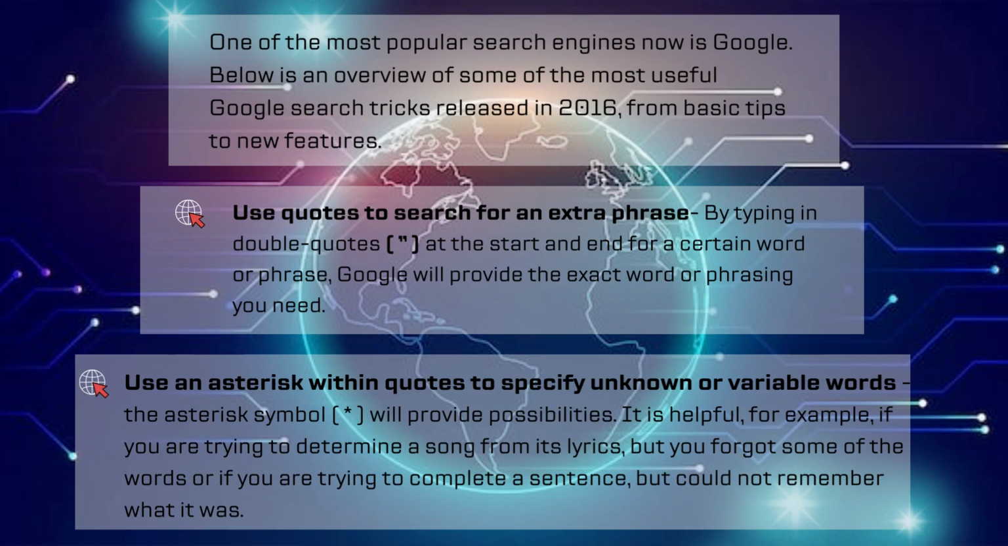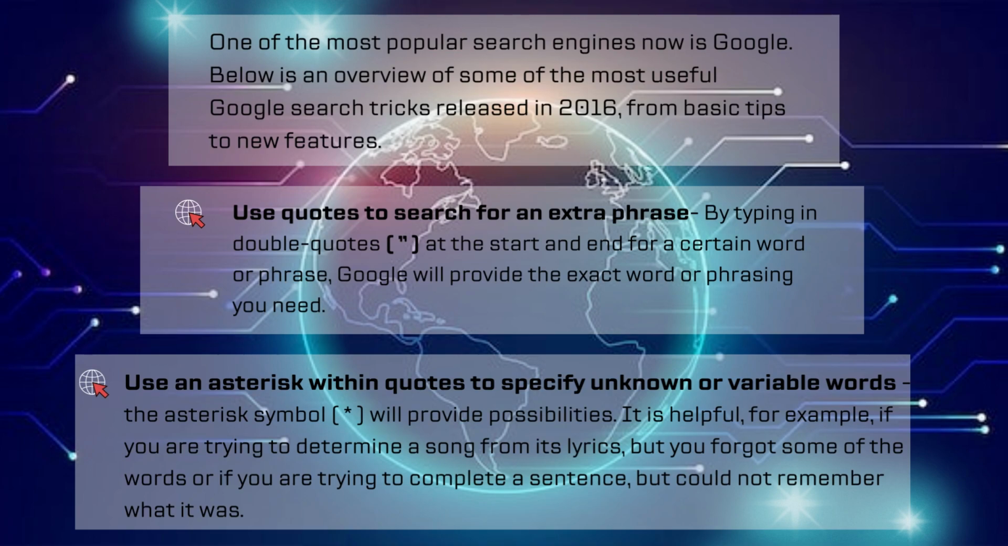Use quotes to search for an exact phrase. By typing double quotes at the start and end of a certain word or phrase, Google will provide the exact word or phrasing you need. Next is use an asterisk within quotes to specify unknown or variable words. The asterisk symbol will provide possibilities.